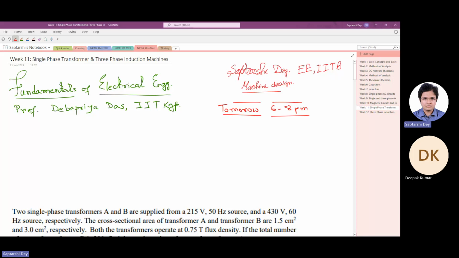Last class we studied magnetic circuits, from where we went to single phase transformers. There were one or two simple questions on single phase transformers. Here we will have several questions on single phase transformers, with higher concepts, and some simple questions on three phase induction machines. Tomorrow we will have questions on DC machines and some questions on the three phase induction machine.